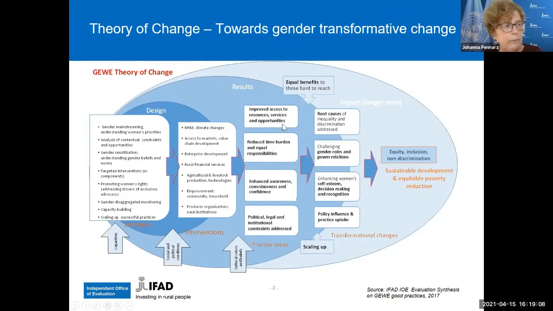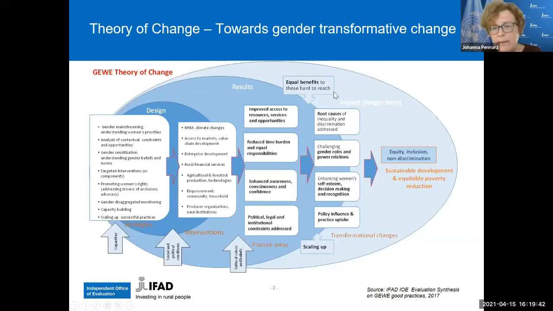Here we identified types of practices that might lead to transformative changes. These include, for example, improved access to resources, services, and opportunities, reduced time burden and equal responsibilities, enhanced awareness, consciousness, and confidence, and of course, addressing the political, legal, and institutional constraints. These are the kinds of practices that IFAD supports, with the aim of leading to a transformative change.